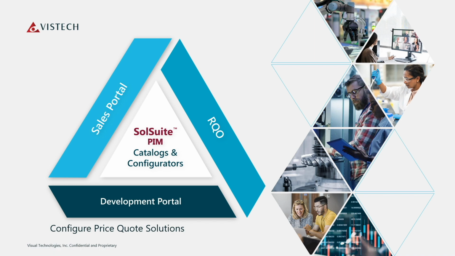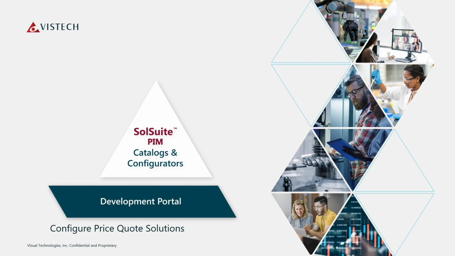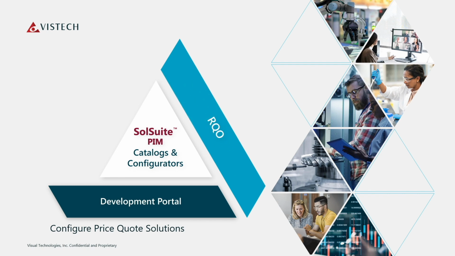SolSuite offers a comprehensive solution for defining and deploying products. Its core includes a product information management system with a repository for storing product definitions and a development portal for managing product families. SolSuite RQO is a configure price quote application that automates sales from RFQ to quote to order. It ensures accurate product selection and configuration, reduces quote order errors, and speeds the sales process.